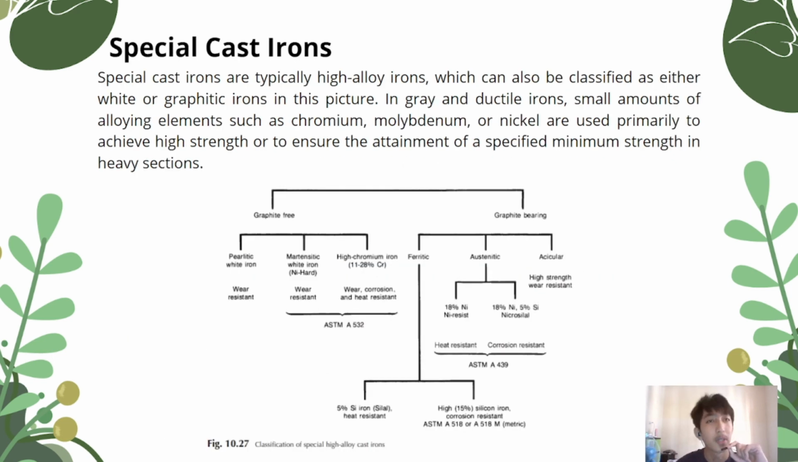Okay, next is special cast iron. Special cast irons are typically high alloy irons, which can also be classified as either white or graphitic irons in the picture. The classification of special high alloy cast iron. In gray and ductile irons, small amounts of alloying elements such as chromium, molybdenum, or nickel are used primarily to increase strength or to ensure the attainment of a specific minimum strength.